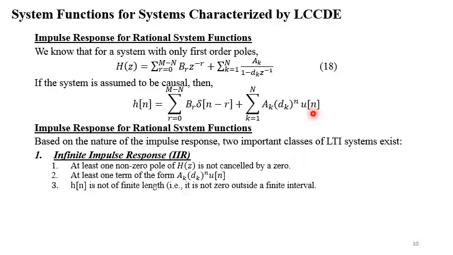So based on the nature of the impulse response, we have two important classes of LTI systems, that is the infinite impulse response system. In this case, at least one non-zero pole is not cancelled by a zero. At least one term of the form ak dk^n u(n) we have, and h(n) is not of finite length. It is not zero outside a finite interval.